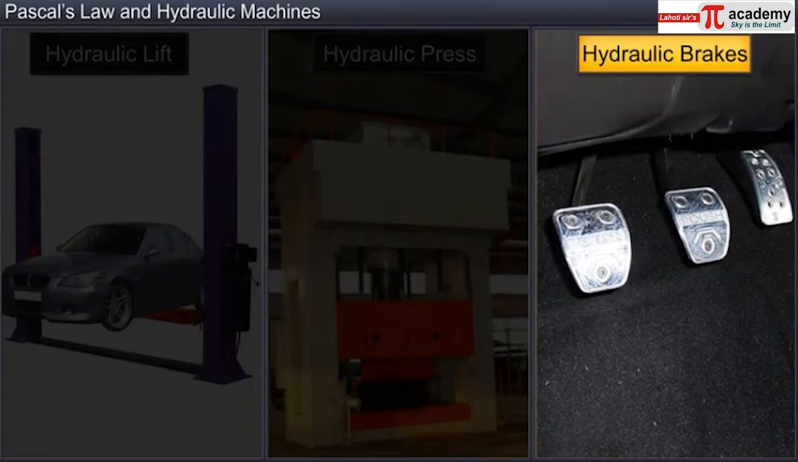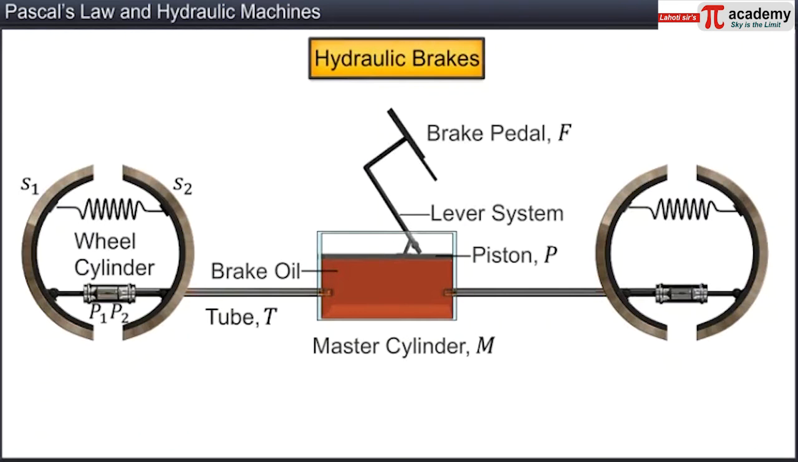Another device that conforms to Pascal's law is a hydraulic brake used in automotives. A hydraulic brake consists of a master cylinder M, filled with brake oil and provided with an airtight frictionless piston P. Through a lever system, the piston is connected to the brake pedal F.